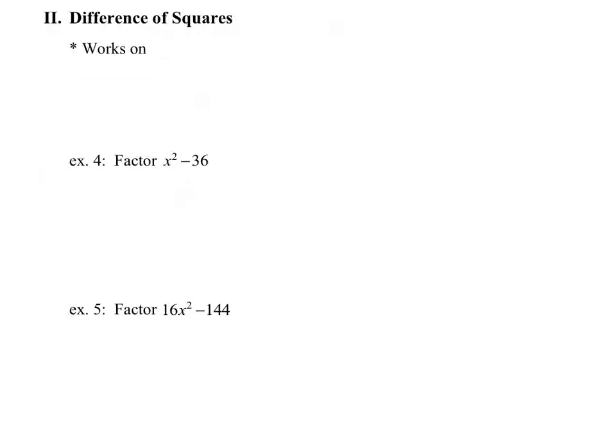So difference of squares. Works on binomials. A binomial is a polynomial that has how many terms? 2. 2 parts, 2 clumps. But it has to have a minus in the middle. And here's what we're doing. I'm going to write it in red for dramatic emphasis.